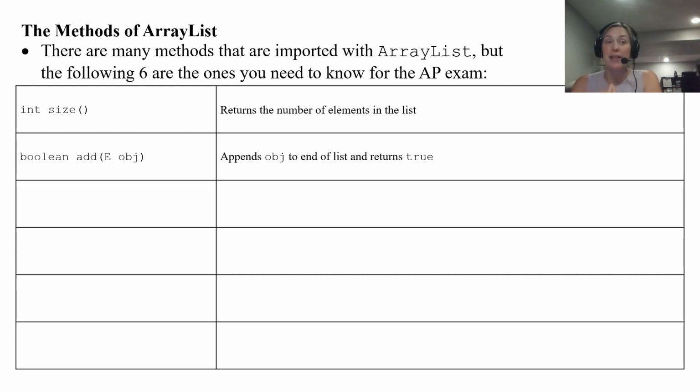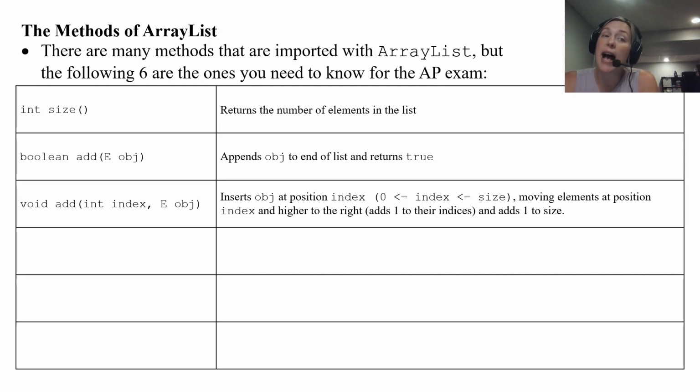We have the add method, and add OBJ means object, and the E stands for a generic element, whatever that element might be: an integer, a double, or an object that you create yourself. It appends that object to the end of the list, and it does return true if you needed to verify that it did what it was supposed to do, but it always will. You'll never have to worry about it returning false. Add with just the object in parentheses puts it at the end of the list.